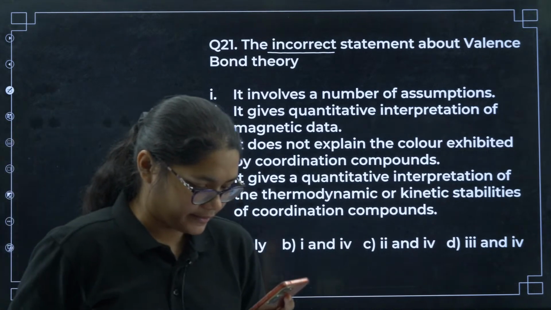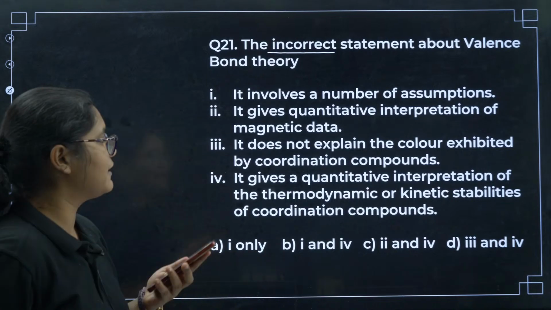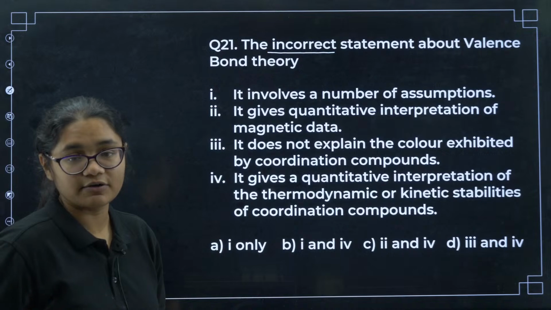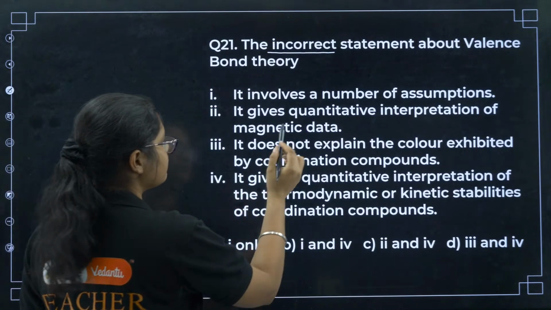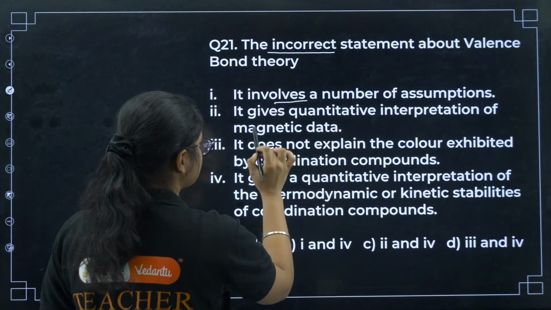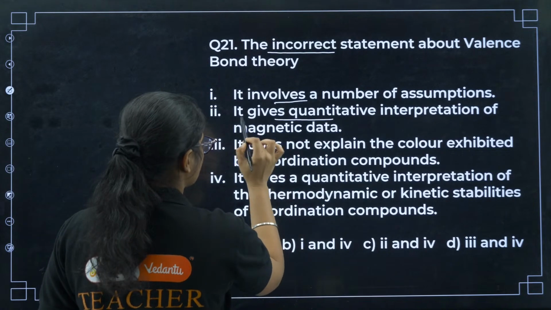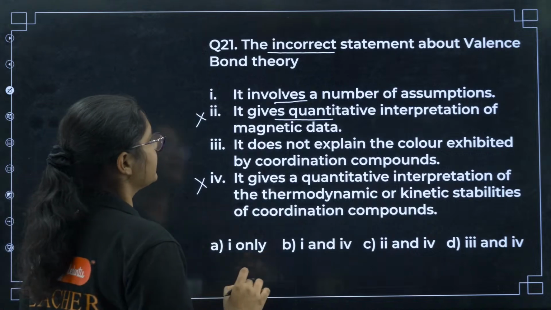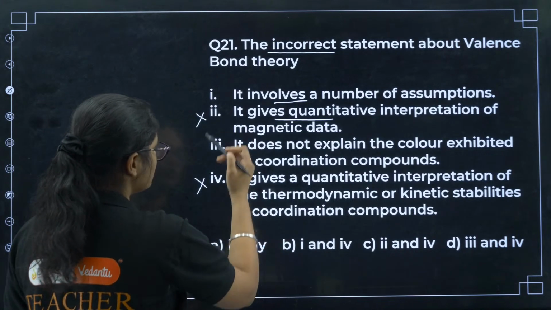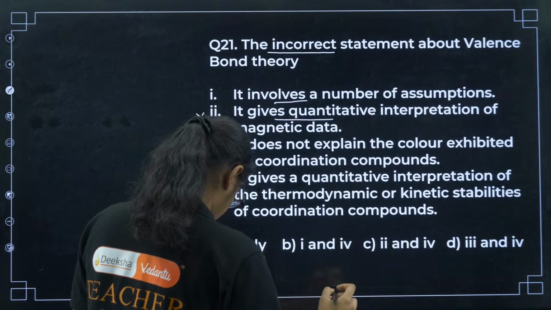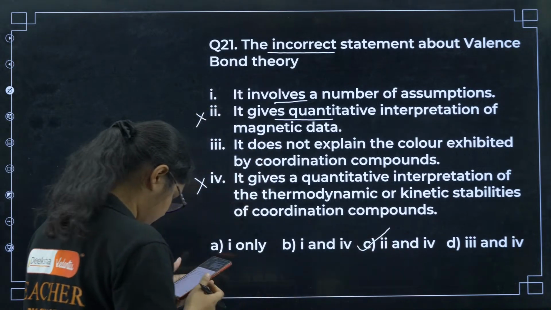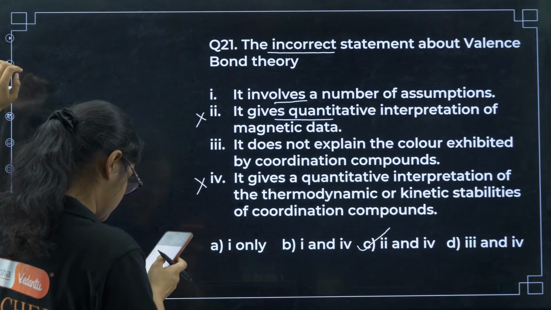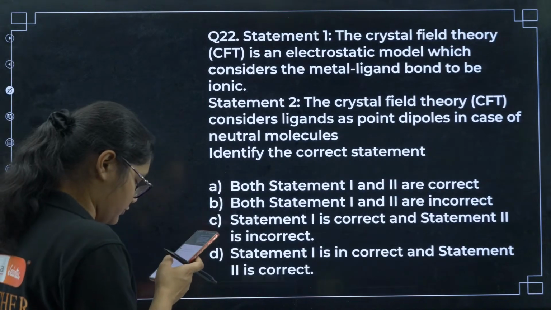Incorrect statement here. So if you have this one, please remember, you can be asked like the limitations of VBT also. So it has a lot of assumptions, that is correct. It does not give, okay, this is wrong, and it also does not give thermodynamic stability. So which statements are incorrect? 2 and 4. So my answer has to be option number C. Yes, Arthreya has given the correct answer. Pavan alone has also given, many others have given.